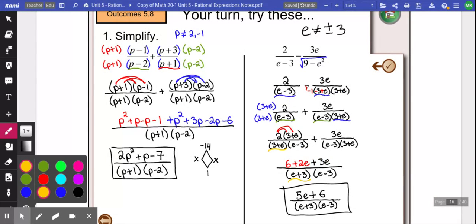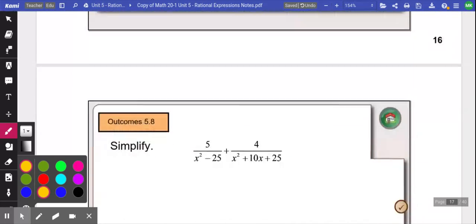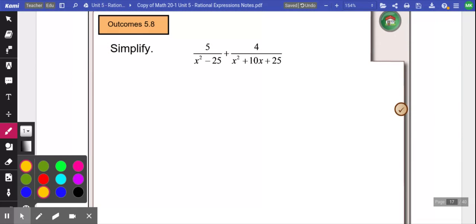Cool. Let's try another one. So we got a question here. It's a little bit bigger now. We got some trinomials on the bottom. The steps don't change, right? So our goal is to write this as one fraction and then simplify it. The first step is always factor. So this one will factor to be 5 x squared minus 25, use square root to be (x plus 5)(x minus 5). Plus 4 divided by, you do diamond method on that, you'll get (x plus 5)(x plus 5).